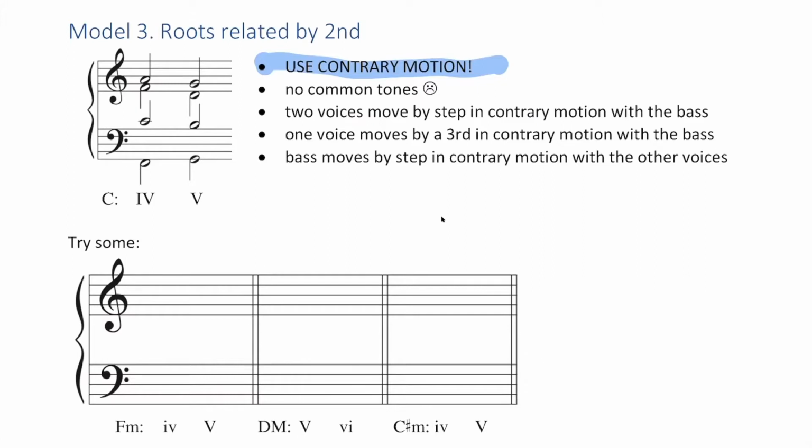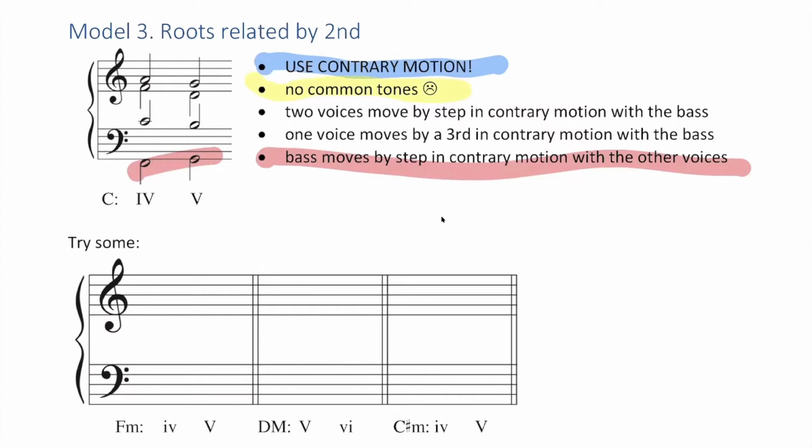Let's start with the easiest part of the connection, and that's going to be the bass line. You move the bass by step. In this case, it's going up, and so with the idea of using contrary motion, that means the other voices, the soprano, alto, and tenor, will have to go down because they need to go in contrary motion to whatever direction the bass goes. Unfortunately, when you're connecting chords whose roots are related by second, there are no common tones.